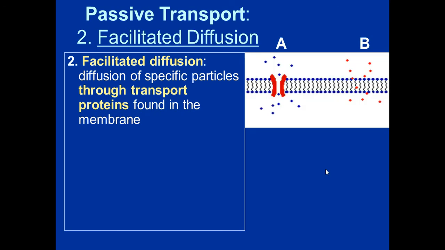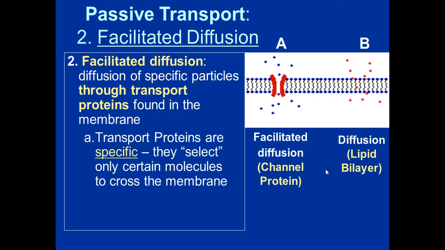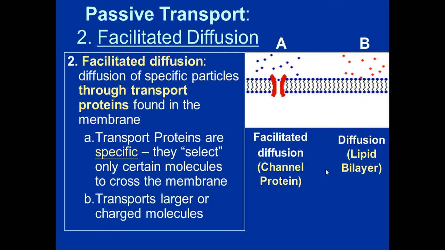Another type of passive transport is facilitated diffusion. This is the diffusion of specific particles through transport proteins found in the membrane. So you can see here, in picture A, it's showing facilitated diffusion. Picture B is just showing regular diffusion. The transport proteins are specific. They select only certain molecules to cross the membrane. Remember, proteins have their job based on their shape, and so they can select molecules based on the shape of the protein and then also the molecule.